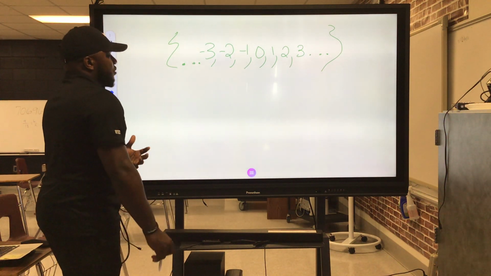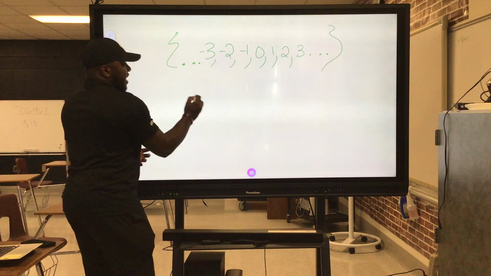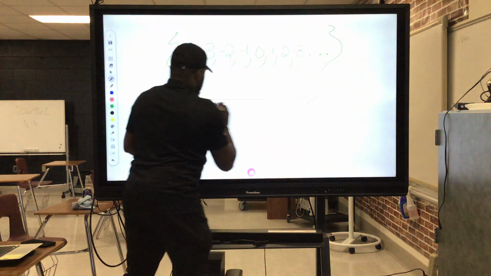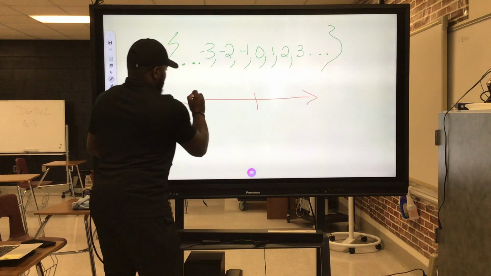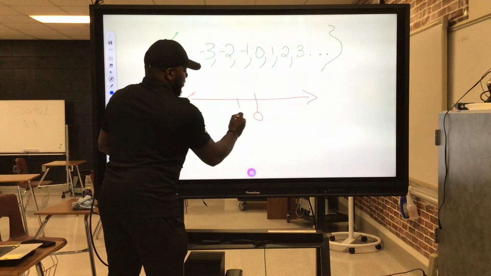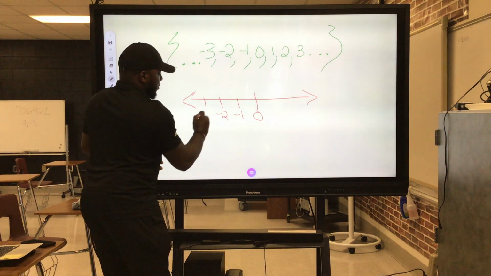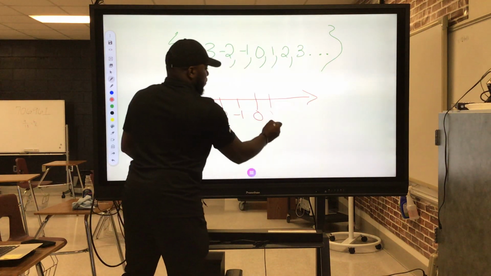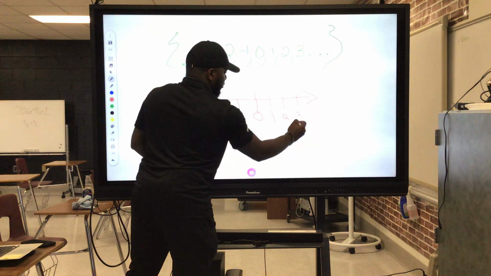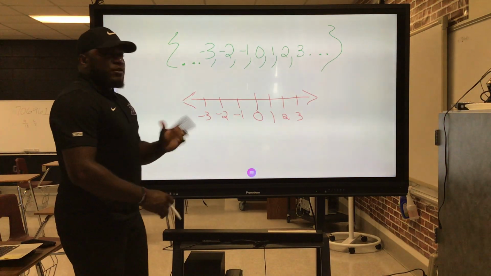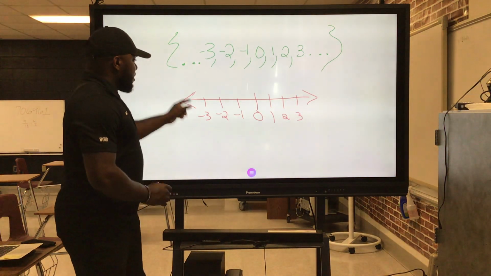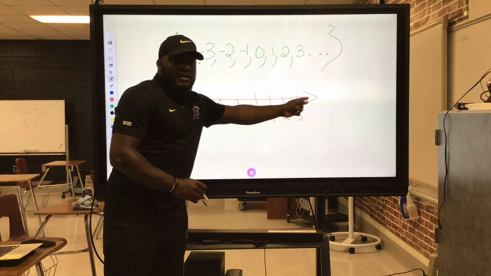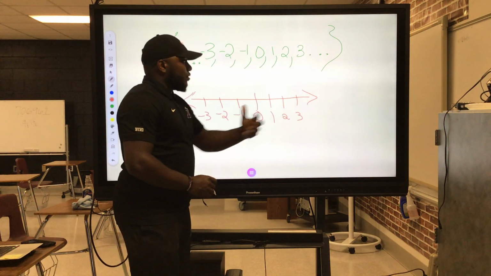Well, how do I express this on a number line? If I have my number line, it will look like this: 0, -1, -2, -3, and 1, 2, 3 on the other side. Now this number line goes on and on, but I don't have to write that because these arrows at the end of my number line let me know that it continues and goes on and on.